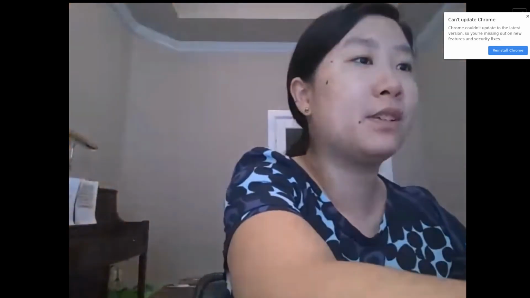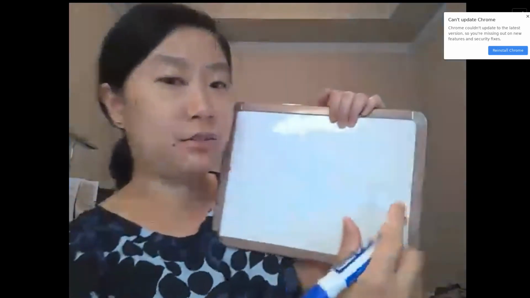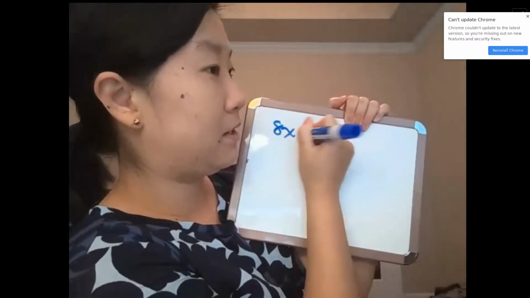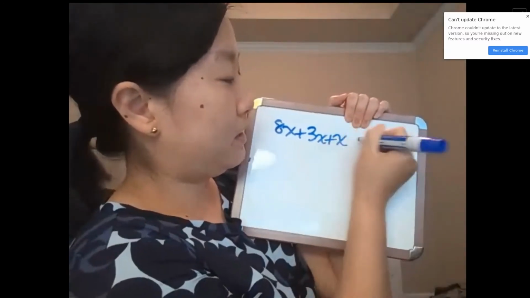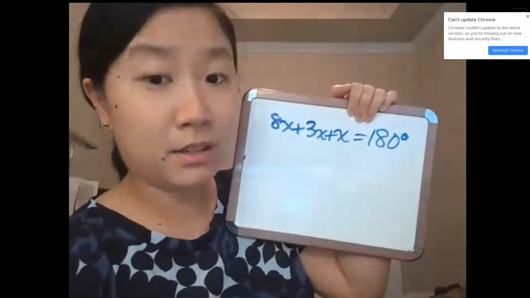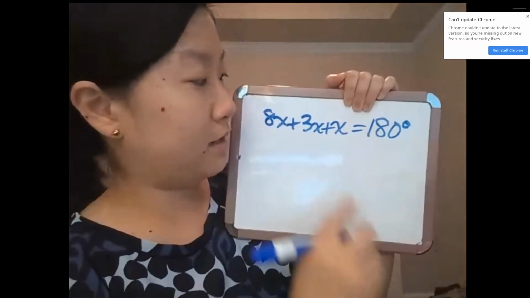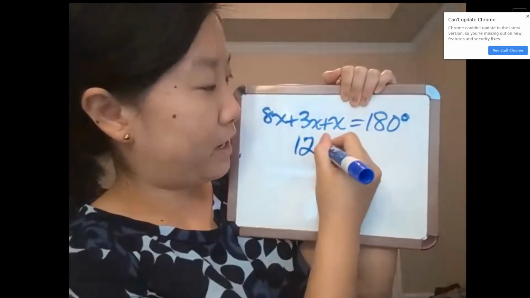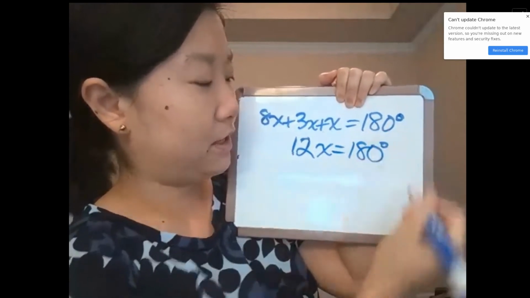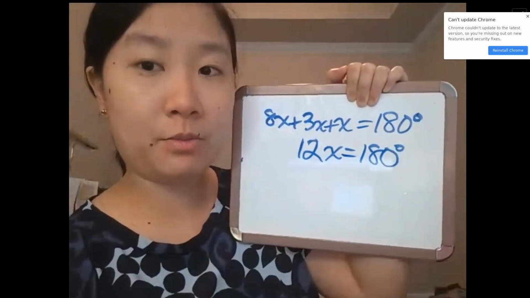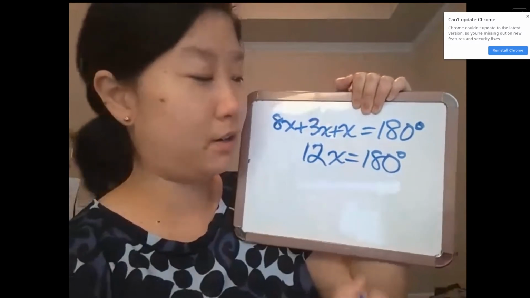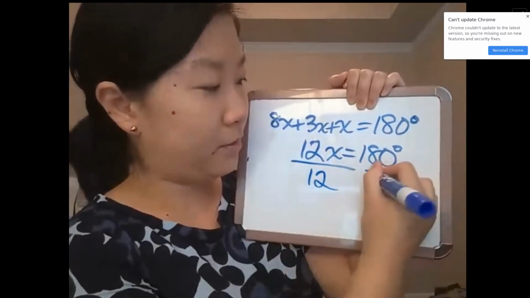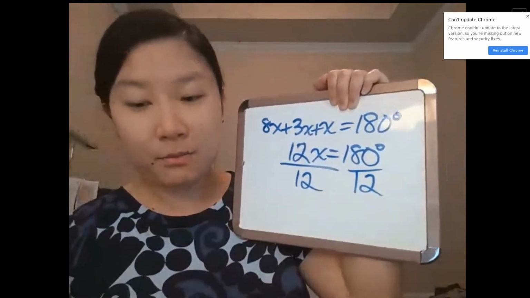Then we just have to simplify that formula down. So we started with the equation 8x plus 3x plus x is equal to 180 degrees. To solve that, I'm going to combine my like terms. These are all in terms of x's, so this is now 12x is equal to 180 degrees. From here, we're going to use our algebra skills to solve for x. I'm going to divide by 12 and divide by 12 here, and that's going to get me what my x value is.